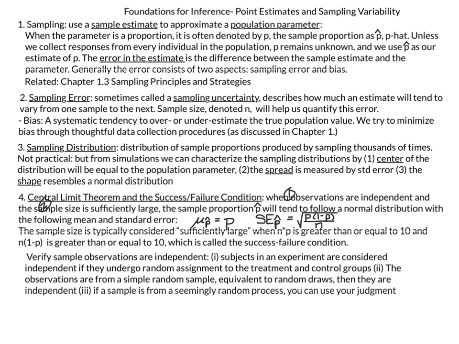To satisfy this first criteria, the observations are independent. We have some help over here. One, if we're talking about subjects in an experiment, they're considered independent if they undergo random assignment to the treatment and control groups. Two, if we have an experiment where observations are from a simple random sample, so it's kind of equivalent to drawing names or numbers out of a hat, equivalent to random draws, then they are considered independent. And three, if a sample is from a seemingly random process, you can use your judgment.